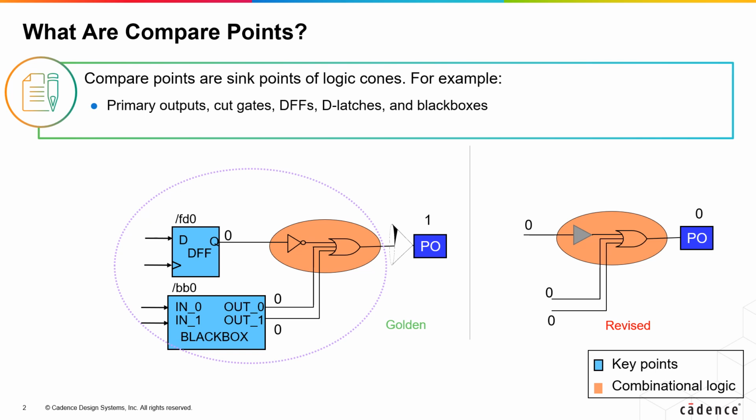All the primary outputs, cut gates, the black boxes, and the flops are considered compare points. Regardless of how many inputs the flop has, the entire flop is considered as one compare point. Thus, if any of the inputs of that flop fail, then the entire flop has failed. Conformal will report that failed flop as one non-equivalent compare point. Similarly for the black boxes, if any of the inputs of the black box fail, Conformal will report the entire black box as one non-equivalent compare point. You can later diagnose each of the failed, non-equivalent compare points to determine the root cause of the problem.